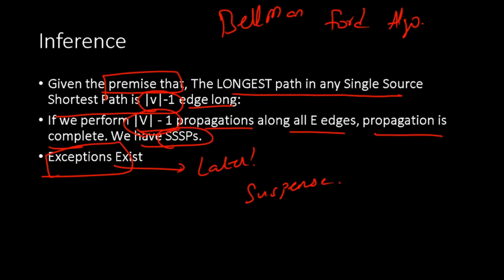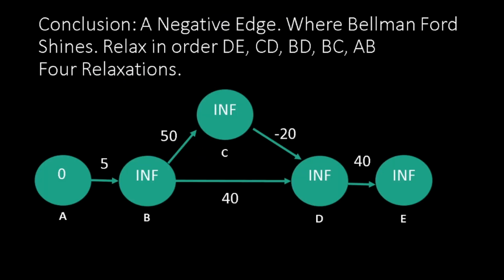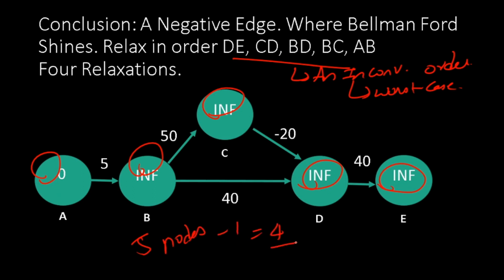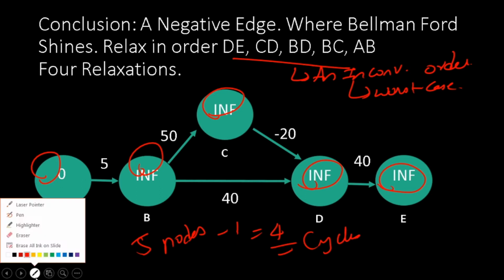I'll walk through it a bit slowly so that it will make sense to you. I've intentionally chosen an inconvenient order. This is the worst case. First, let us make an estimate. How many relaxation cycles do we need? 1, 2, 3, 4, 5. 5 nodes minus 1 is equal to 4. So 4 cycles will be needed. Okay? 4 cycles will be needed.